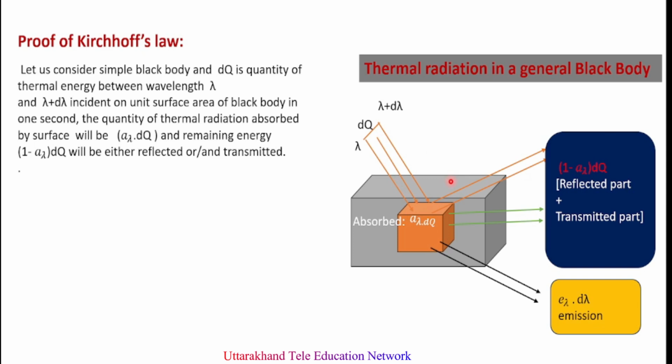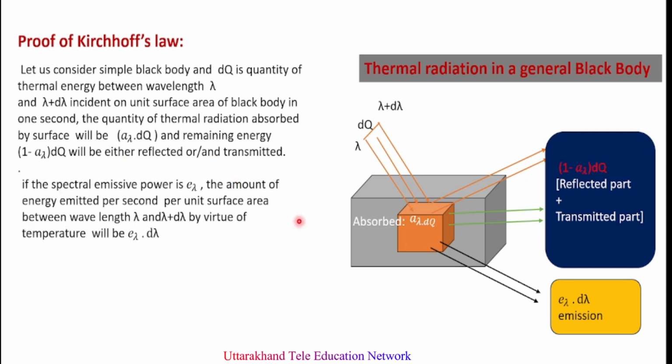Now the same thing I write here. Let us consider a simple body, and dq is the quantity of thermal energy between wavelength lambda and lambda plus d lambda incident on unit surface area of the body in 1 second. The quantity of thermal radiation absorbed by the surface will be a lambda dq, and the remaining energy, 1 minus a lambda dq, will be either reflected or transmitted. And similarly, suppose the emissivity is E lambda, then the amount E lambda d lambda will be emitted.